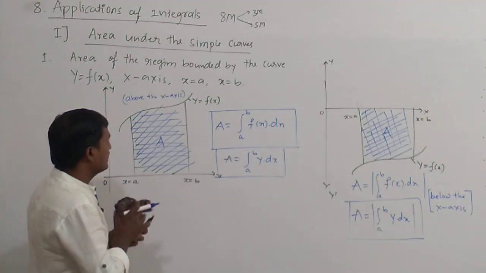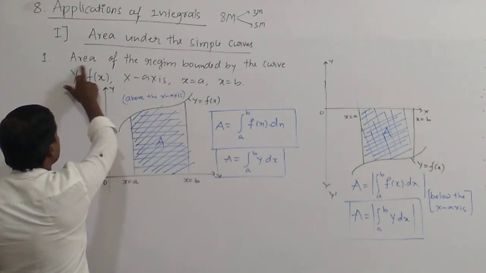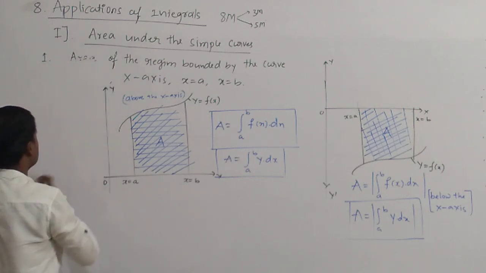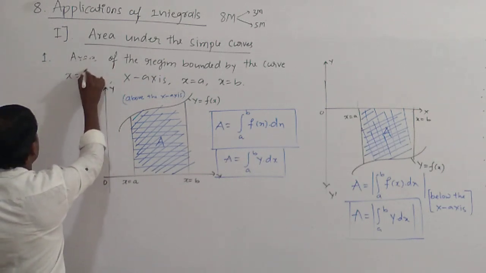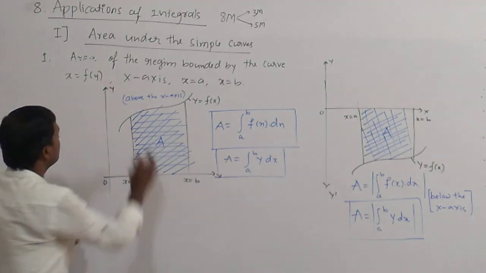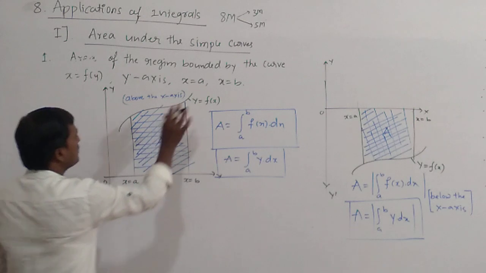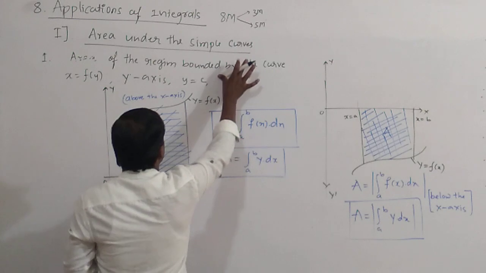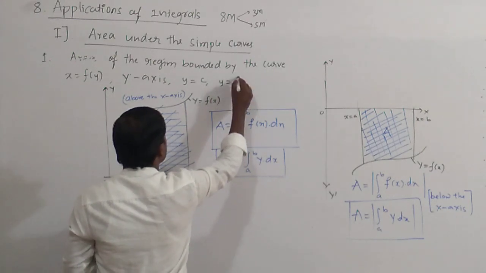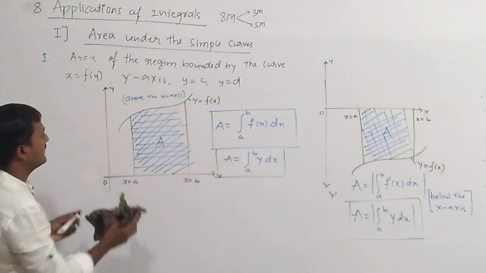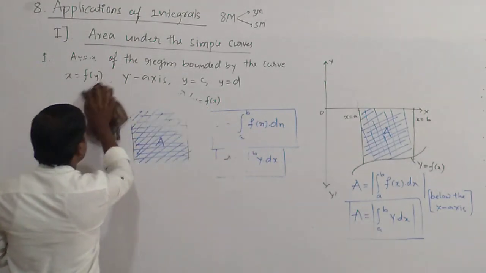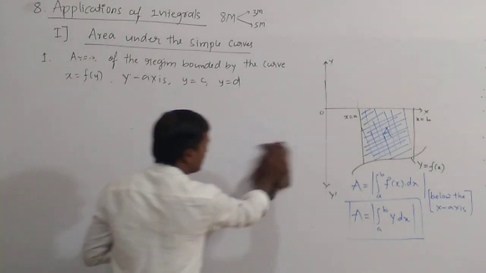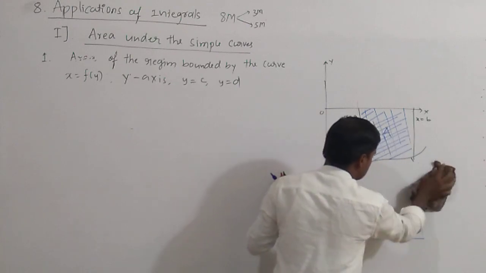Okay. So again, if we want to find the area of the region bounded by a curve, suppose the curve is in terms of y, that is x equal to f of y, with the y-axis and the lines y equal to c and y equal to d. In this case, how do we have to find the area? For this I will write the curve. That curve lies on the y-axis, right?